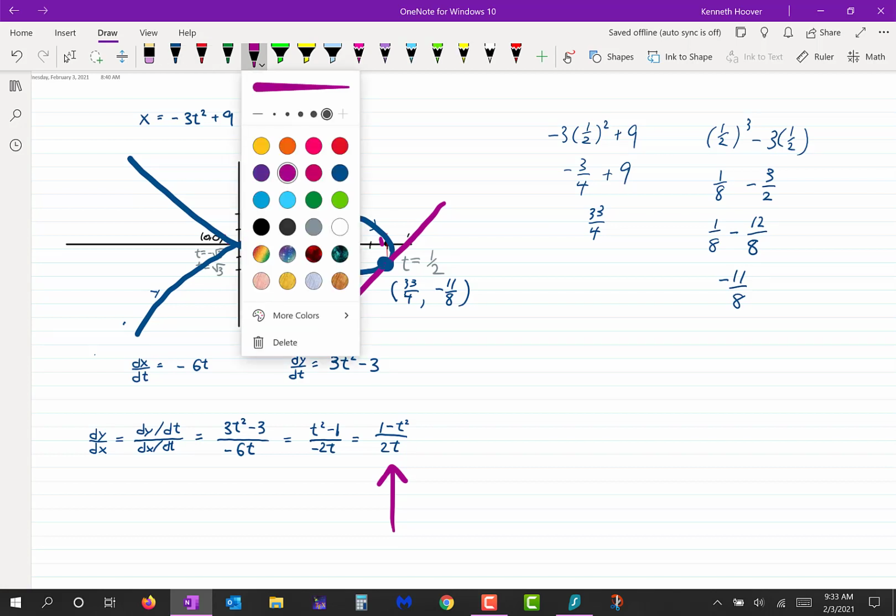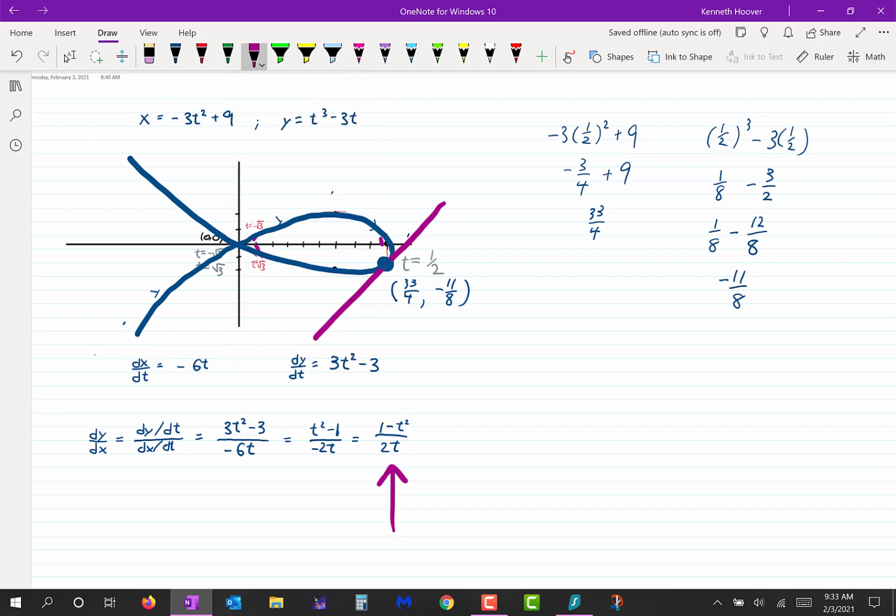So the slope would be 1 minus t squared over 2t, with t at 1/2. So that's 1 minus 1/4 over 1, and that's going to be 3/4. That's the slope of that line. So what is the equation of that purple tangent line?